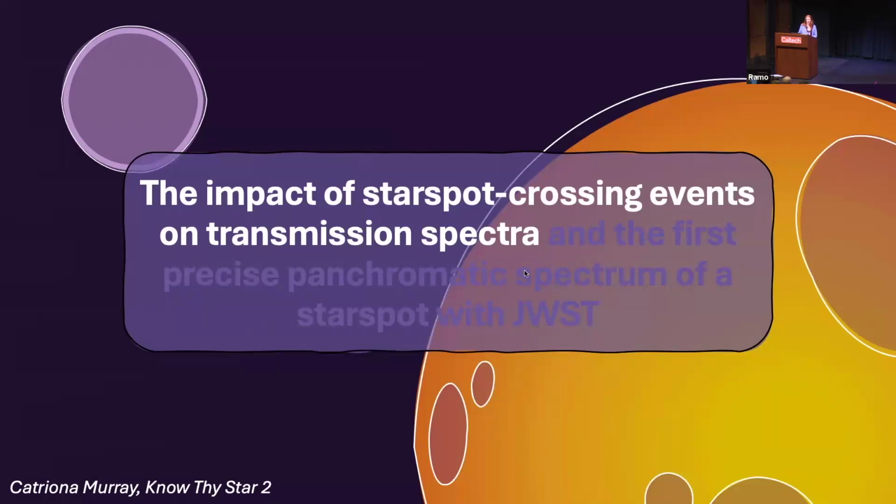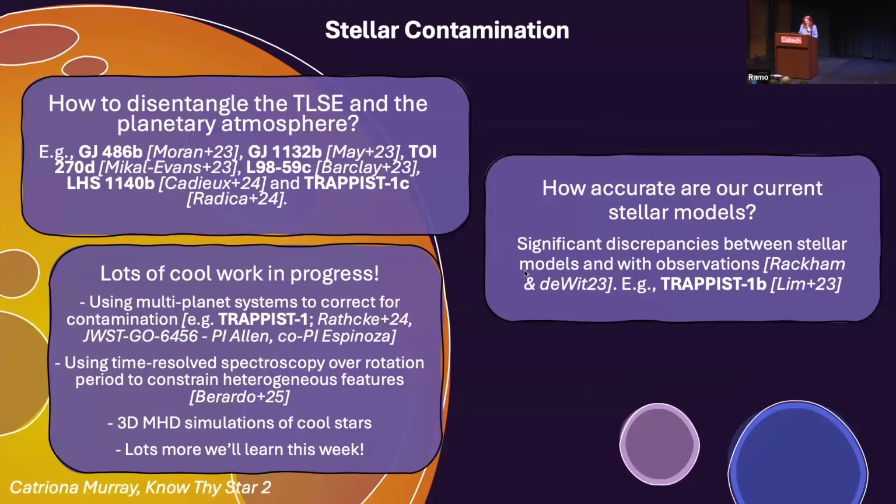And then I want to go on and talk a little bit about the JWST program that I'm leading to try and measure the first intentional empirical panchromatic spectra of a star spot with JWST. Try saying that 5 times fast.